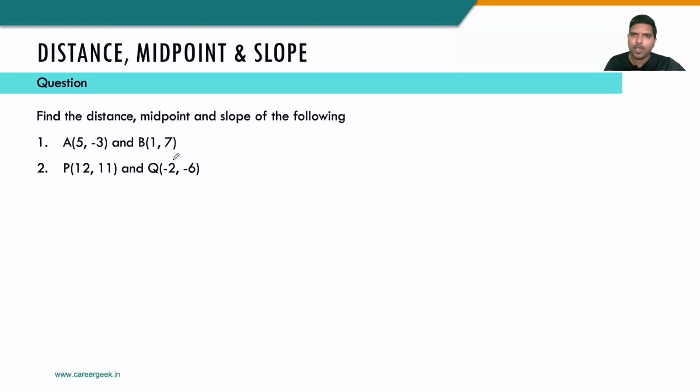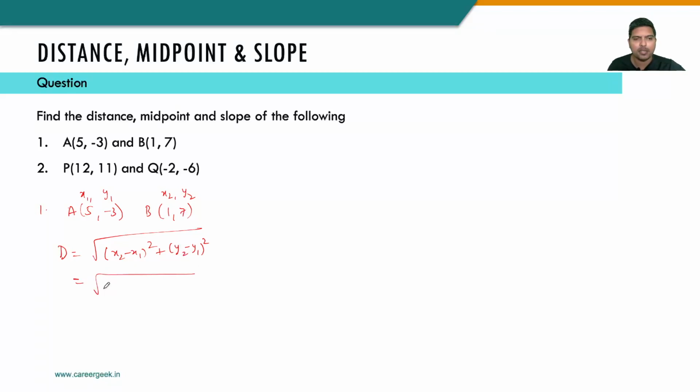So you can pause the video and try this question. The first one is distance, midpoint, slope. 5, negative 3 and 1, 7. So I can take any point as x1, y1 and x2, y2. I can interchange, I'll still get the same answer. What's the distance formula? Square root under x2 minus x1 whole square plus y2 minus y1 whole square, which is x2 is 1 and x1 is 5. Y2 is 7 and y1 is negative 3.